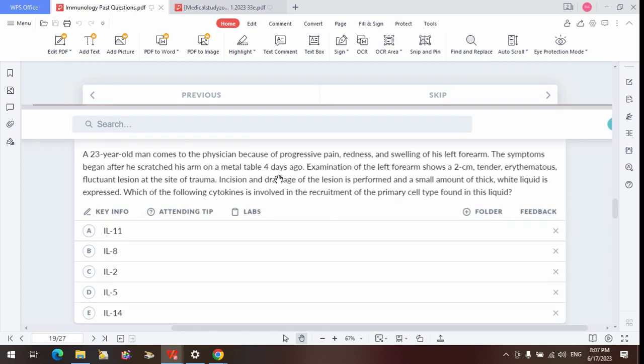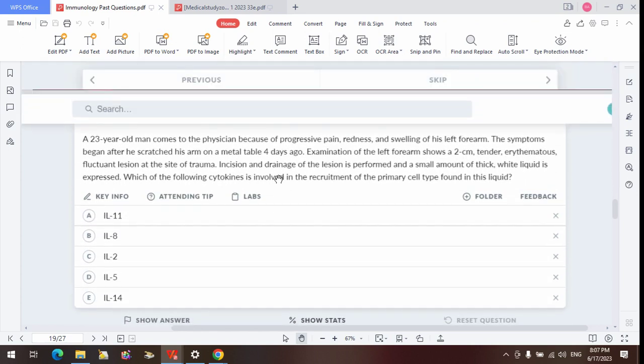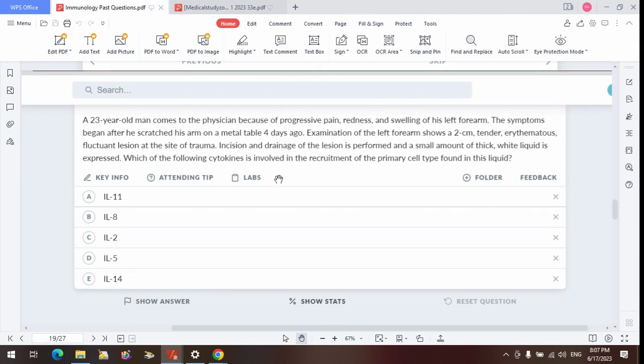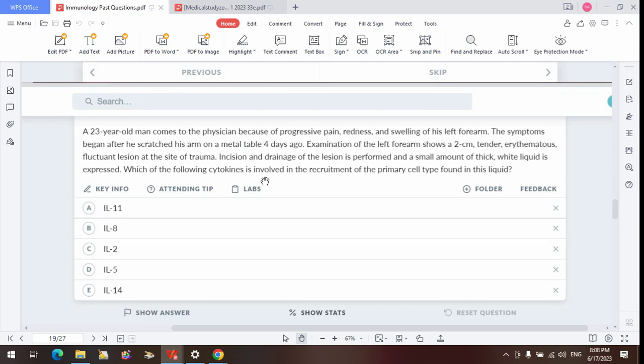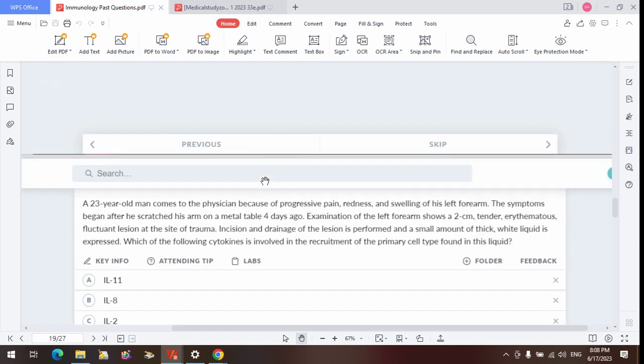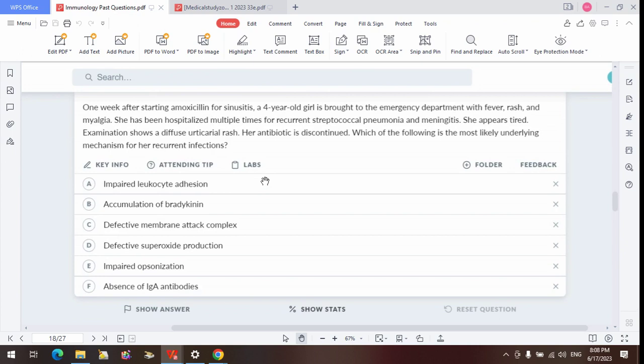The question I'm asking is which of the following interleukins can attract neutrophils aside from interleukin 8? Someone said C5A. That is it. Alongside C4A and C3A, they are the anaphylatoxins, the complements. But C5A, in addition to being an anaphylatoxin, can also stimulate neutrophil recruitment.